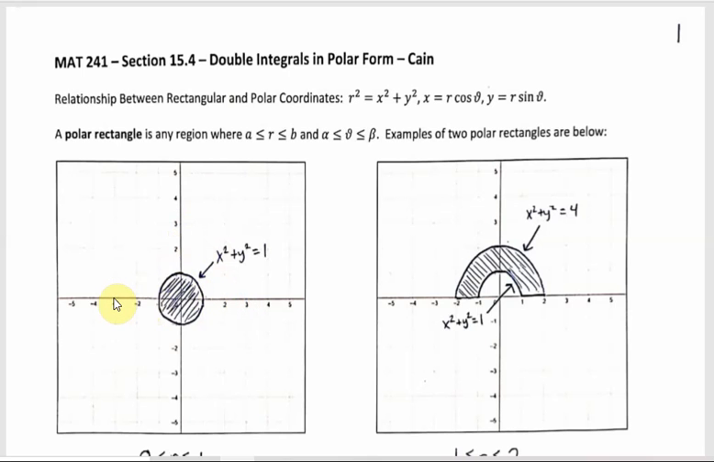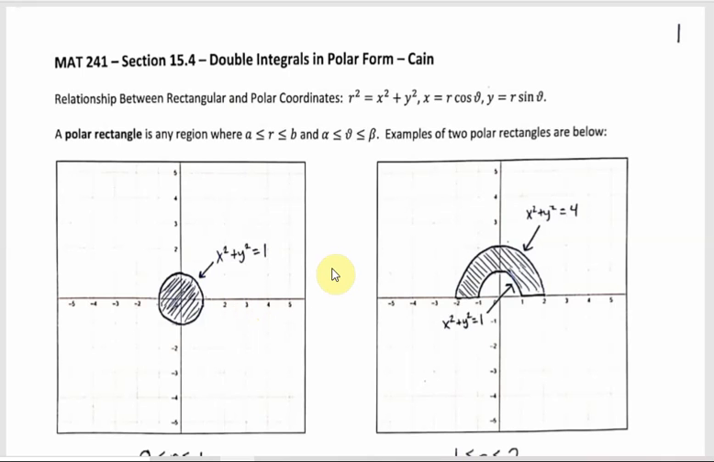Then the negative x-axis is an angle pi, because that's 180 degrees, pi radians. And then the negative y-axis is 3 pi over 2. And if you go all the way around, then you're at 2 pi.